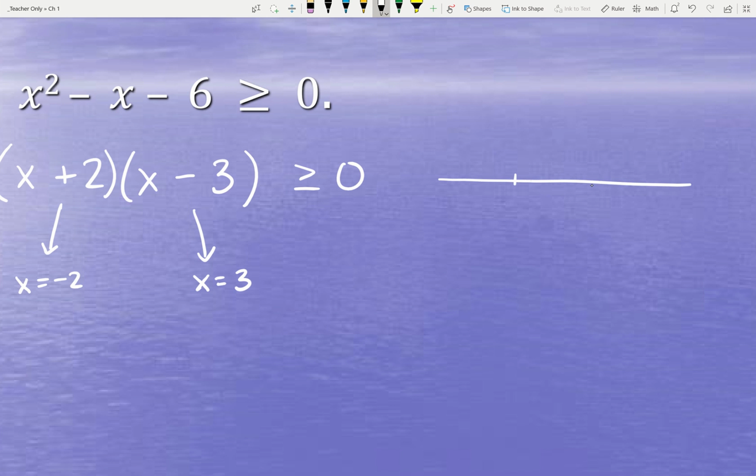So we'll mark our critical numbers, negative 2 and positive 3. That is where I am equal to 0, and that is part of the description that I want to fit in this problem. I want to be greater than or equal to 0. Because of the or equal to, I am going to put solid dots on my critical numbers there and signify that this is where I'm equal to 0.